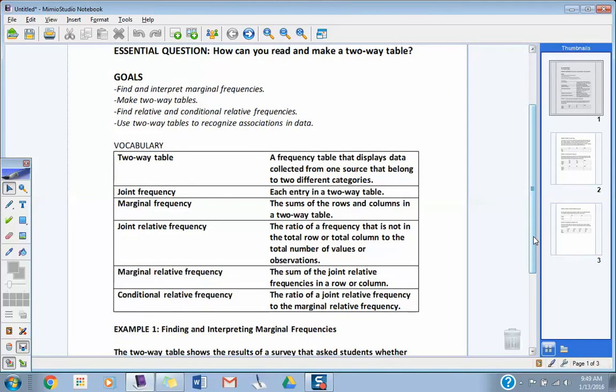To do that, we've got to look at what we're going to talk about here in our goals. So if you're here with me on the goals, the first one for me is to find and interpret marginal frequencies. That'll be something we talk about in a second. We're going to go ahead and construct some two-way tables. This is where things get sort of difficult. We're going to look at finding what we call a relative and a conditional relative frequency. And then we're going to look at those frequencies and use a two-way table to recognize associations in data. We're looking for some type of a trend, if you will.